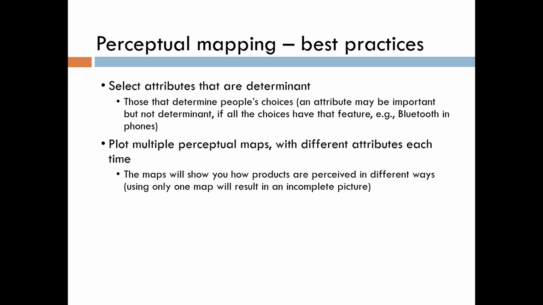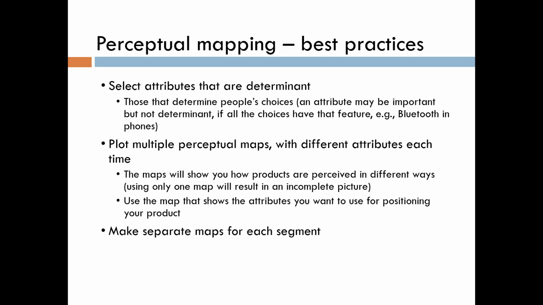Plot multiple perceptual maps with different attributes each time. The maps will show you how products are perceived in different ways, and using only one map will result in an incomplete picture. So which map should you use? They will all be helpful to different degrees, but you should use the map that shows the attributes you want to use for positioning your product.